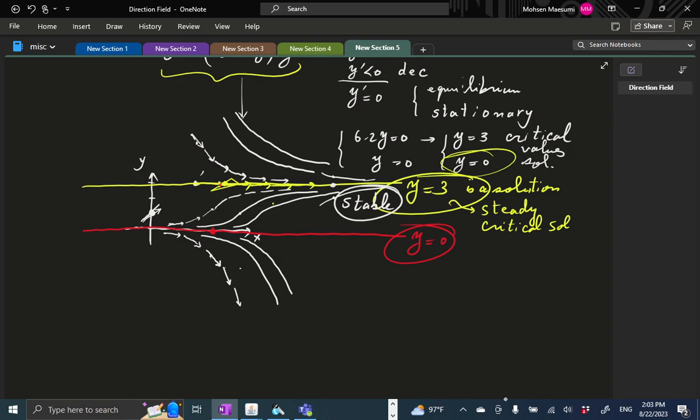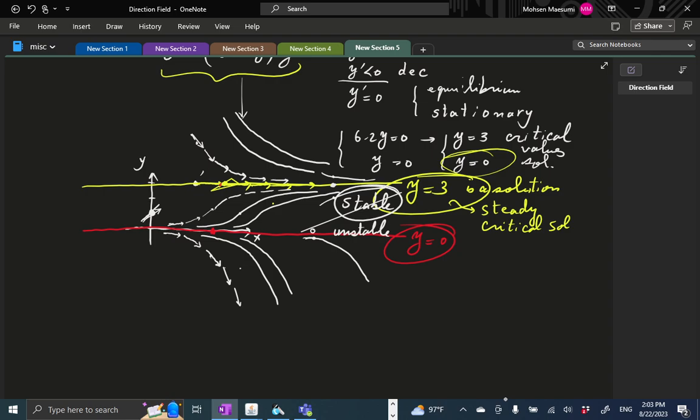How about the red one? Red one, if I move a little bit away from the red one, if I go up here or down here, the solution just escapes, goes somewhere else. If I am below it, the solution also escapes. For this reason, this is called unstable. So unstable equilibrium solution is an equilibrium solution that if you move slightly away from it, you move away for good and never come back.